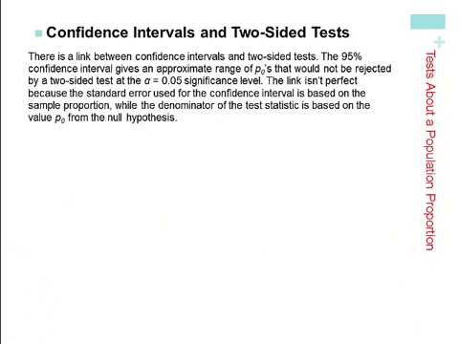There is a link between confidence intervals and two-sided tests. The 95% confidence interval gives us an appropriate range of P0 values that would not be rejected by a two-sided test at the alpha equal to 0.05 significance level. The link isn't perfect because the standard error used for the confidence interval is based on the sample proportion, while the denominator of the test statistic is based on our P0 value from the null hypothesis.